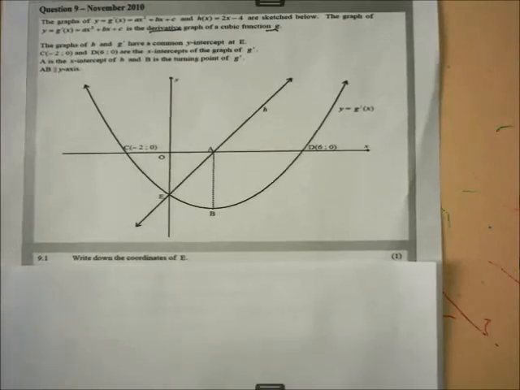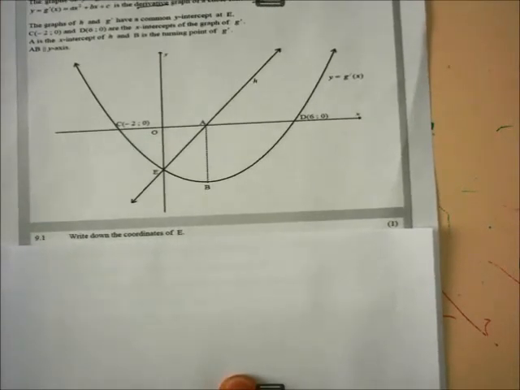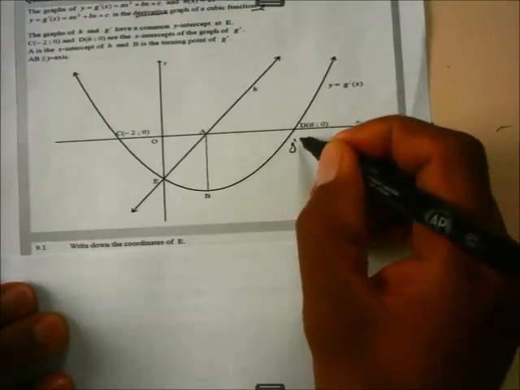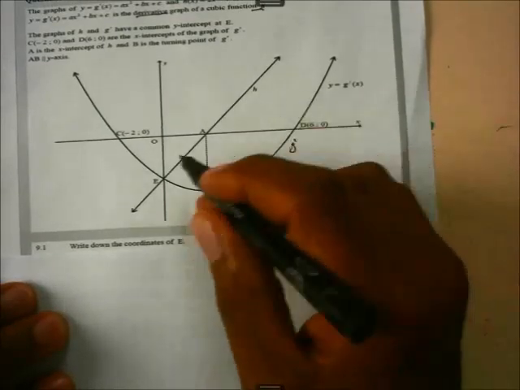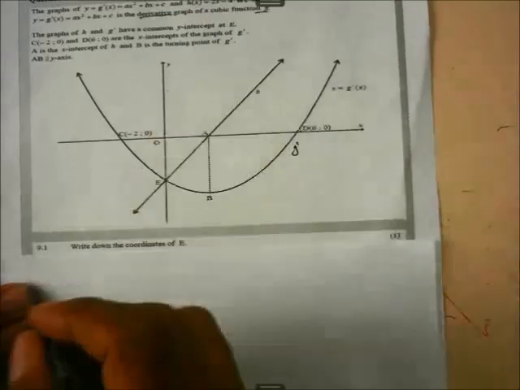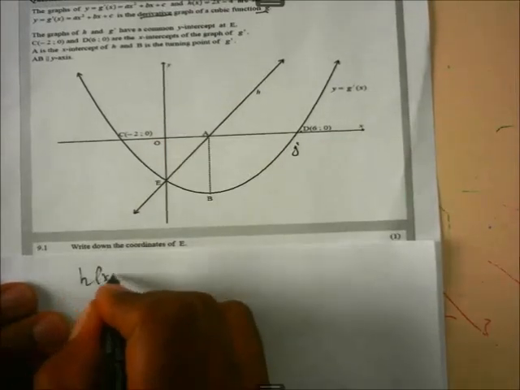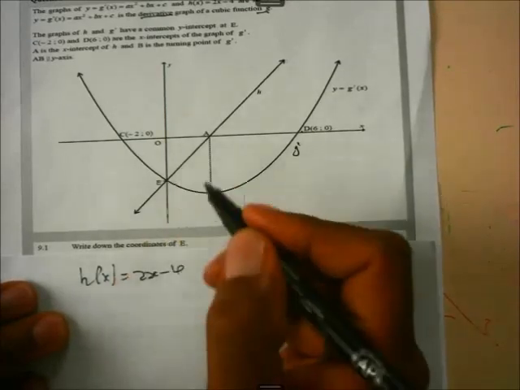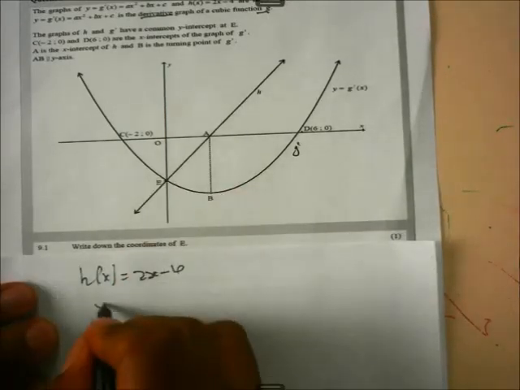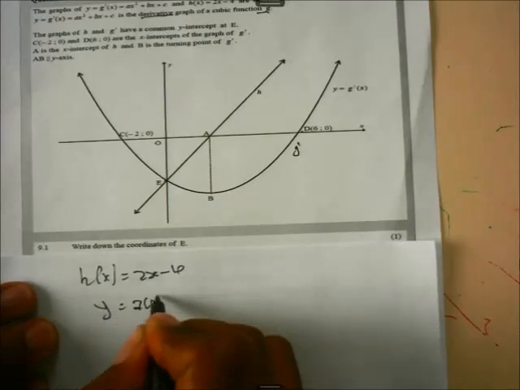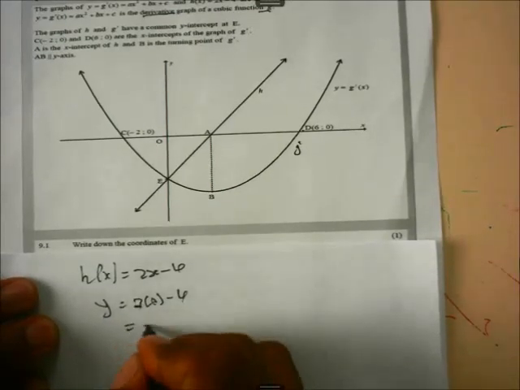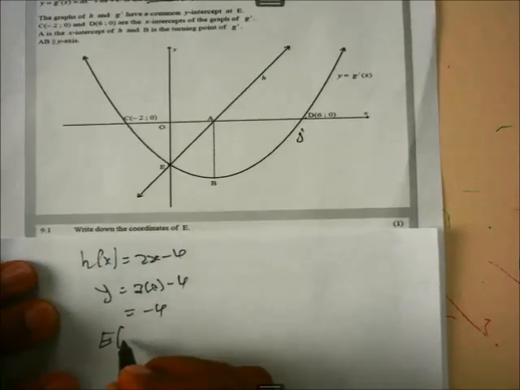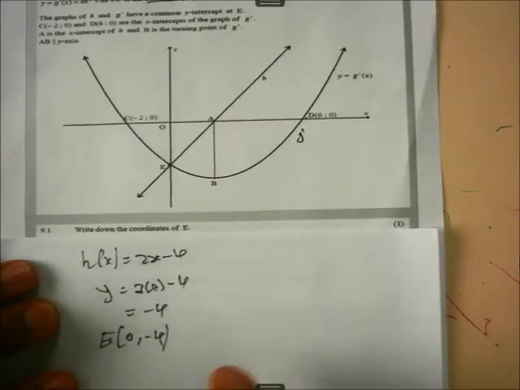Write down the coordinates of E. Of course, for E, we cannot use g prime. Why? Because we don't know the equation of this one. But of course, you take h, because h of x there is equal to 2x minus 4. Then you let x be 0 at this point here. Therefore, y is equal to 2 times 0 minus 4. Then it means you are going to have minus 4. The coordinates of E is 0 and minus 4.